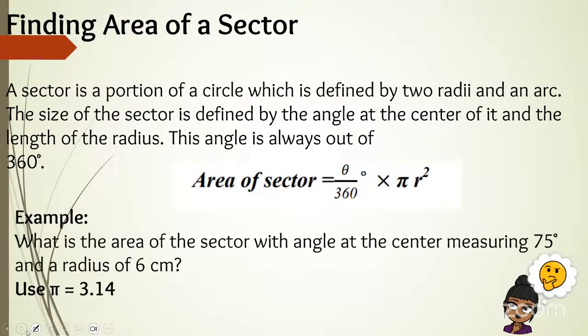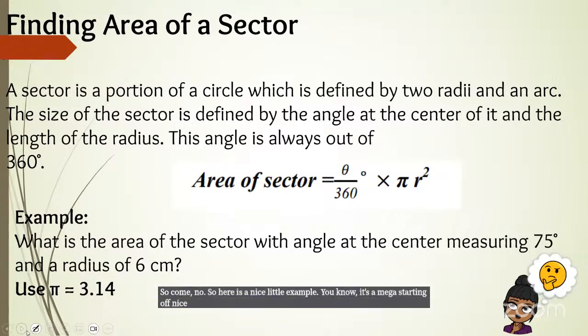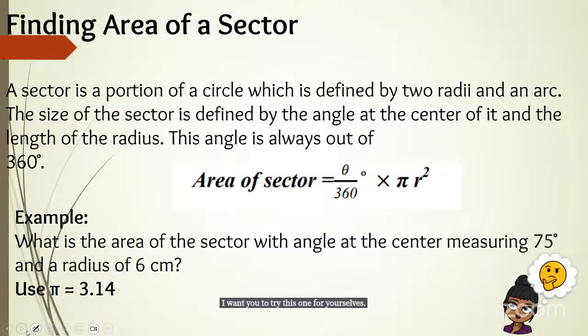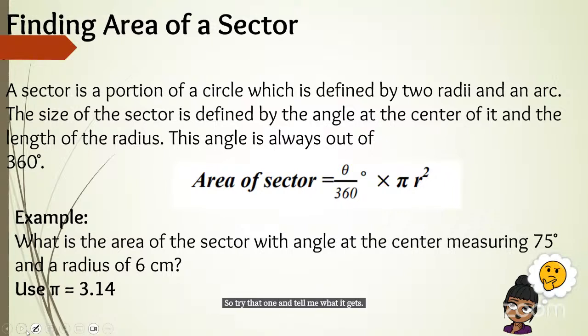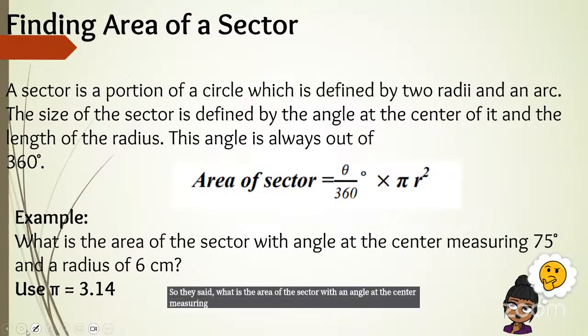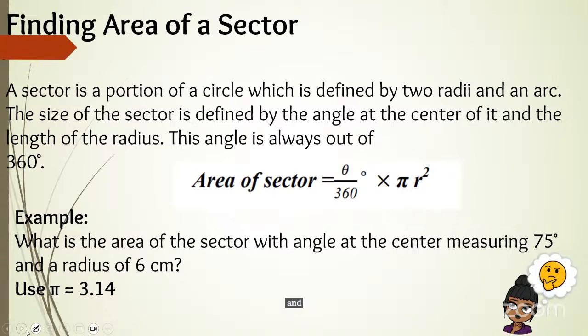So here is a nice little example. I'm going to start off nice. I want you to try this one for yourselves. What is the area of the sector with an angle at the center measuring 75 degrees and a radius of 6 centimeters? Everything that you need, they just presented it to you. So try that one and tell me what you get.